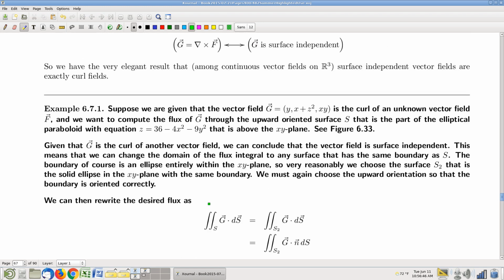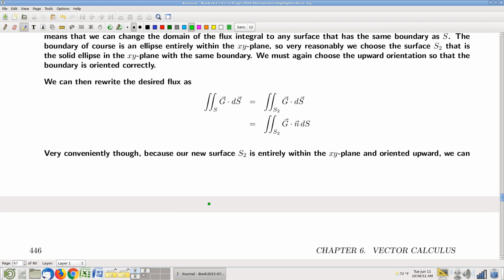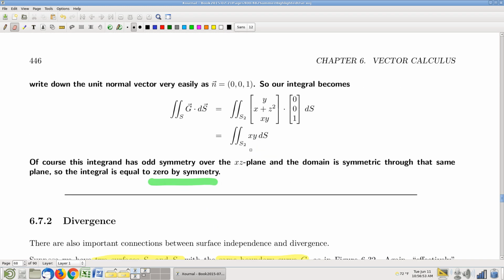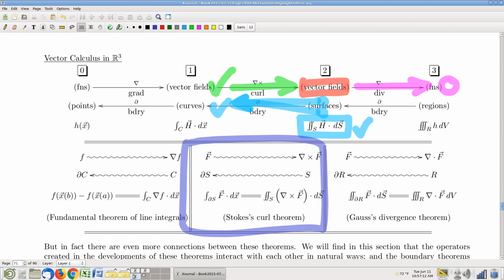Notice that our domain is symmetric, and not only is our domain symmetric in multiple ways, but this function has odd symmetry also in multiple ways. So pick a way, right? Pick a symmetry plane, and make a symmetry argument. Everybody good? Okay. Going back to our diagram here.